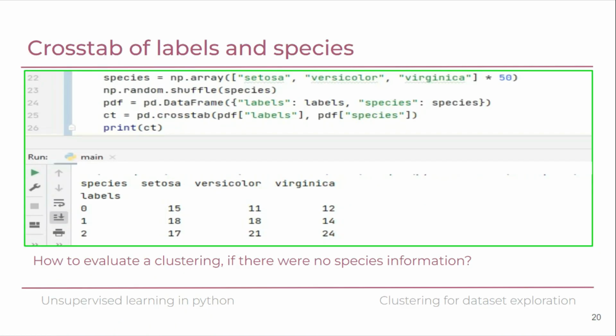Now use the pandas crosstab function to build the cross-tabulation, passing the 2 columns of the data frame. Cross-tabulations like these provide great insights into which sort of samples are in which cluster. But in most datasets, the samples are not labeled by species. How can the quality of a clustering be evaluated in these cases?